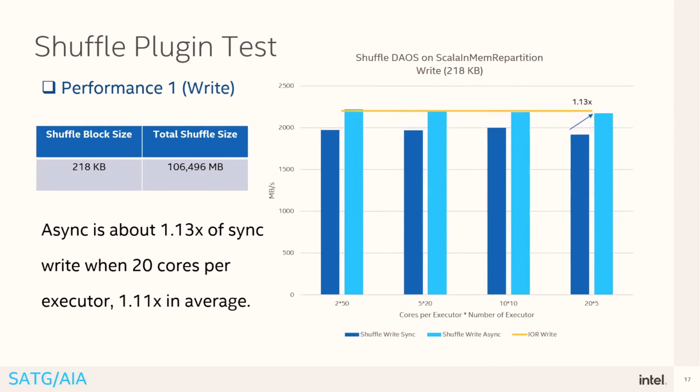For the write, the asynchronous API improved performance by more than 10%, especially when we have more cores per executor. Like when we have 20 cores, we get better performance with the asynchronous API. Here we use 100 cores, so also split by executor.